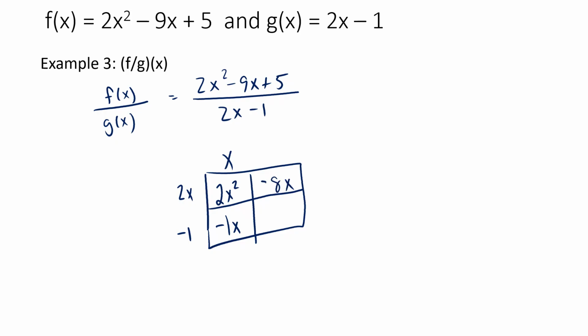2x times what would give me negative 8x? That would be negative 4. And negative 4 times negative 1 is positive 4. But if we look at our problem, we're not supposed to have a 4, we're supposed to have a 5, which means that we are short 1, and that 1 is the remainder. And so this would be x minus 4 plus 1, that is my remainder, over 2x minus 1.